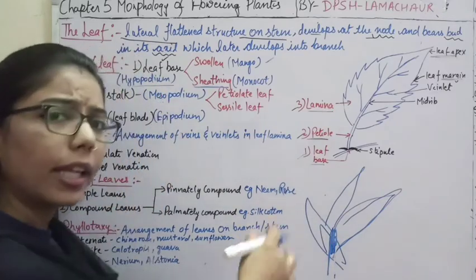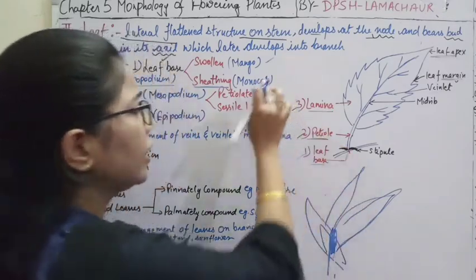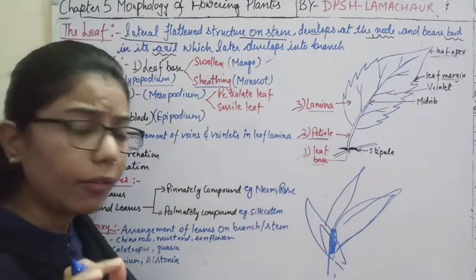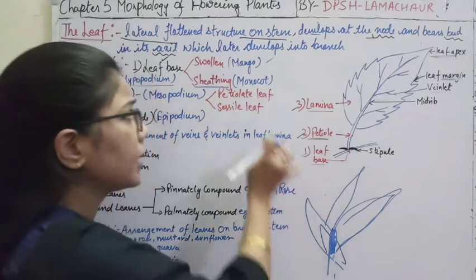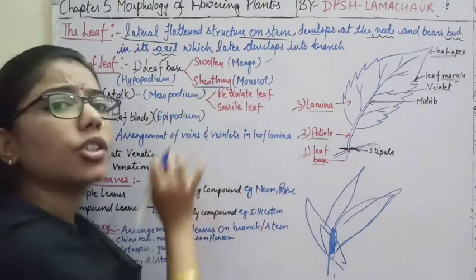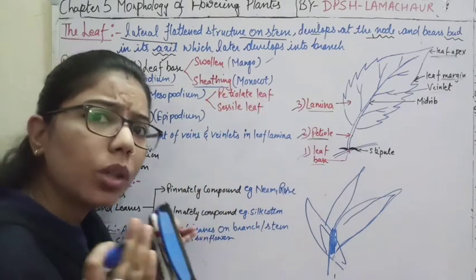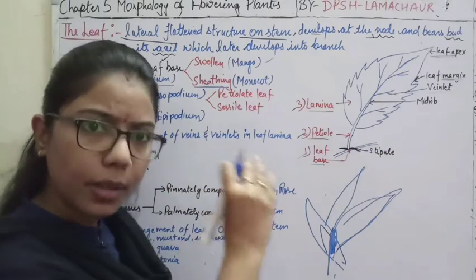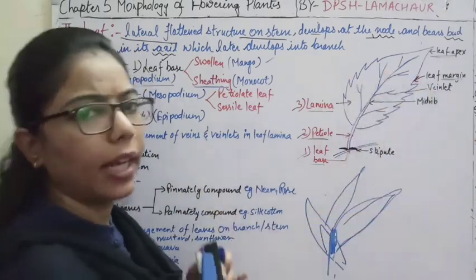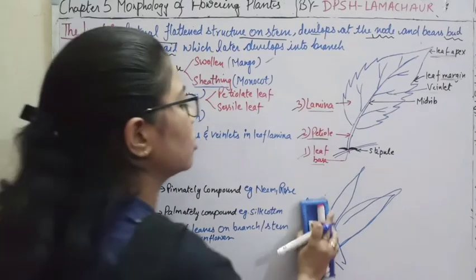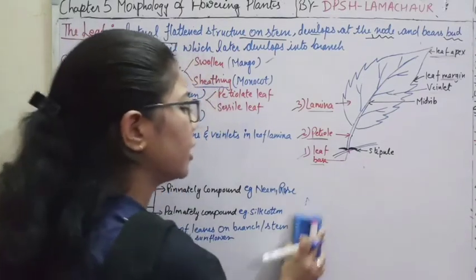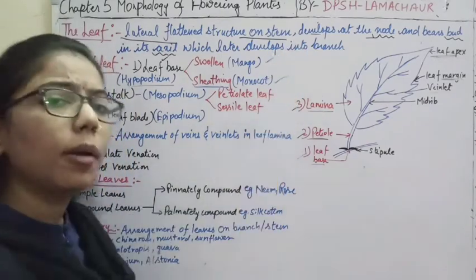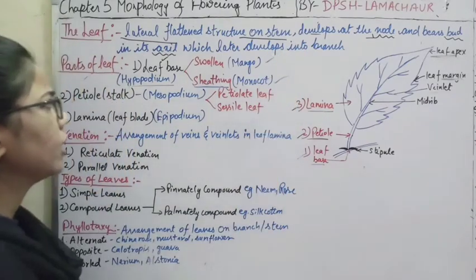So like this it arises from the leaf base, but in case of monocots they do not have a proper leaf base; instead they have a sheathing leaf base. Sheathing means to cover something. First it covers the stem for some distance, and afterward it arises from there. This is known as the sheathing leaf base, and mostly it is present in monocot plants. Okay, so we have done this.